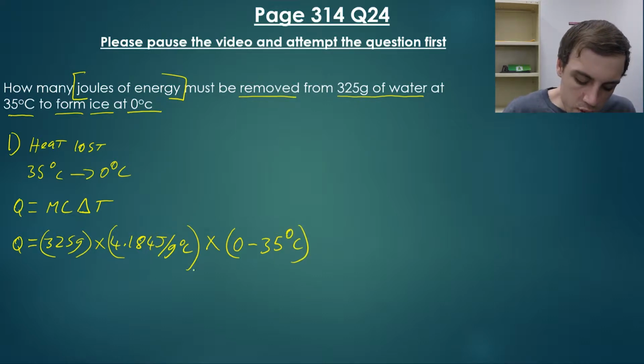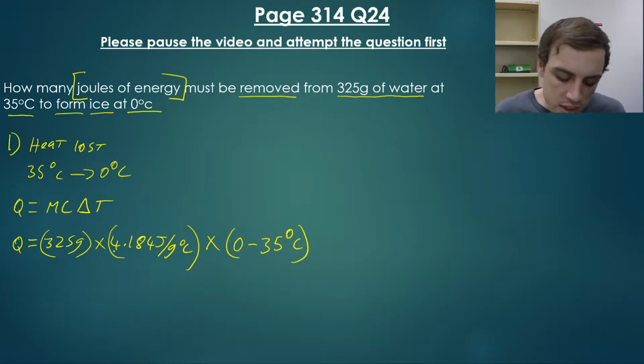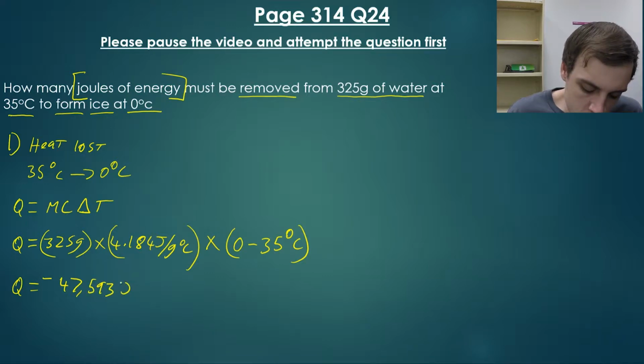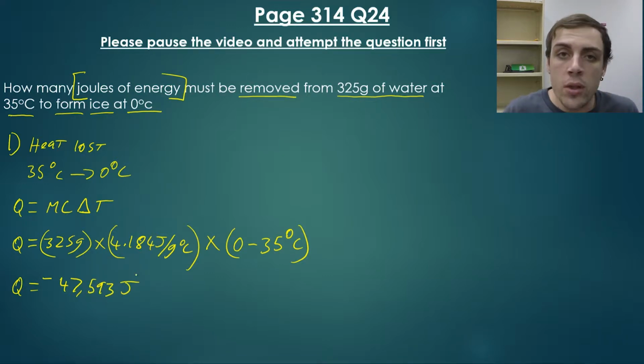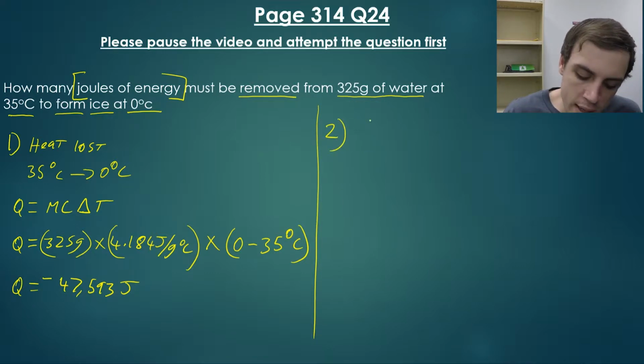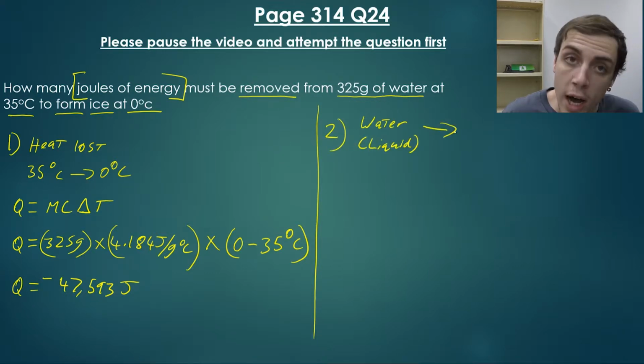When we put this into the calculator, you'll notice that I've put these all in individual brackets. It's always good habit to do that so you don't make little math errors. By multiplying all of these together, we get a total heat lost of negative 47,593 joules. However, that is not the final answer, because we also need to take into account the fact that it went from water to ice.